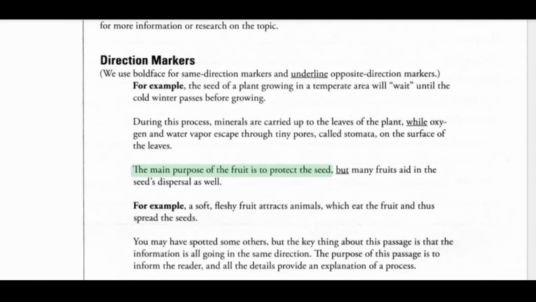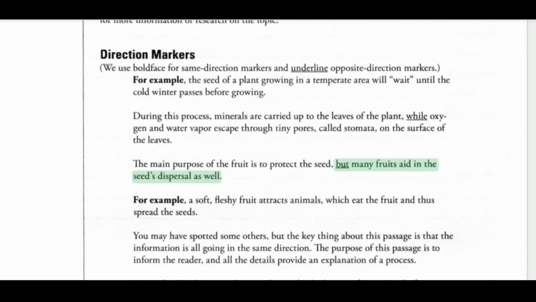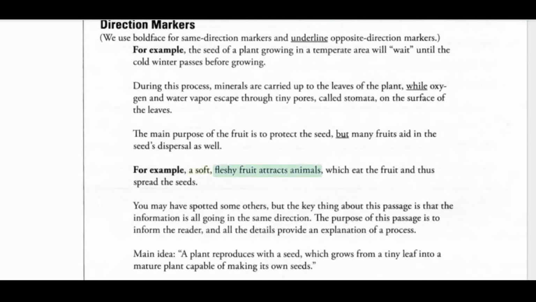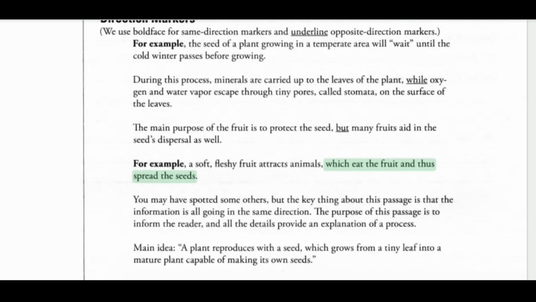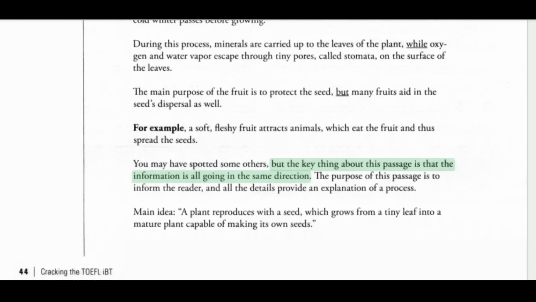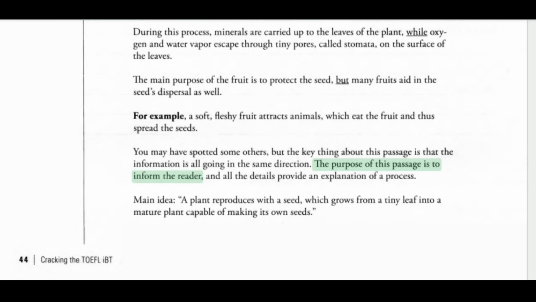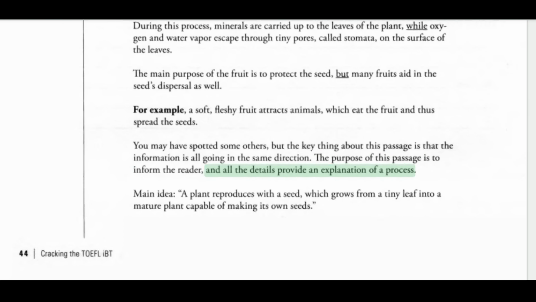The main purpose of the fruit is to protect the seed, but many fruits aid in the seed's dispersal as well. For example, a soft, fleshy fruit attracts animals, which eat the fruit and thus spread the seeds. You may have spotted some others, but the key thing about this passage is that the information is all going in the same direction. The purpose of this passage is to inform the reader, and all the details provide an explanation of a process. Main idea.